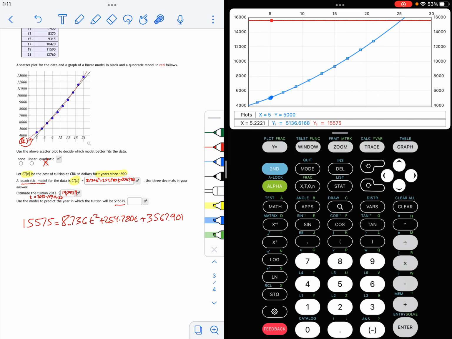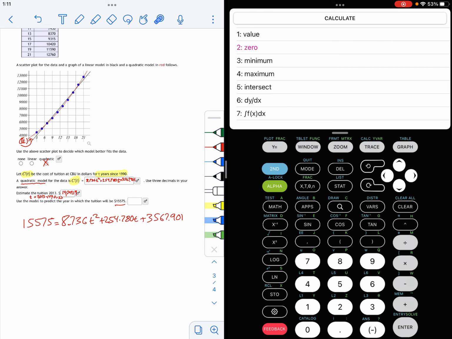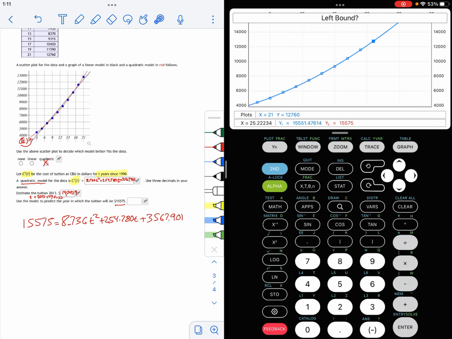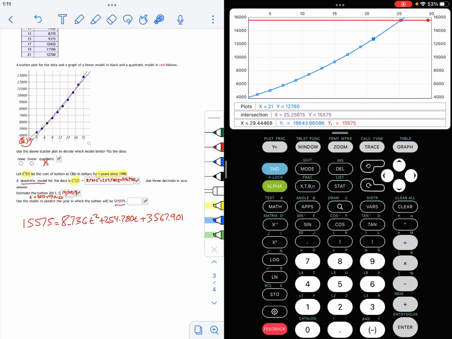If I hit trace, I can get close. You can see they cross down at the bottom at about 25.2 years. We can find out exactly where they cross by going to second, calculate, and down to intersect. It wants a left bound, so I'll hit enter. Then it wants something to the right of the intersection point, so I'm going to go way beyond and hit enter. And it should find it. The intersection, there it is.